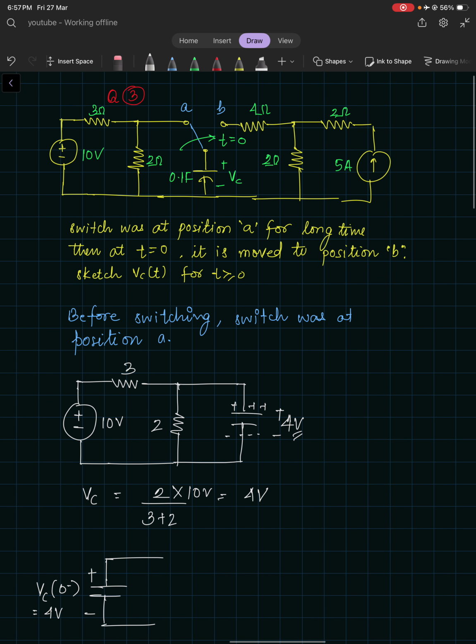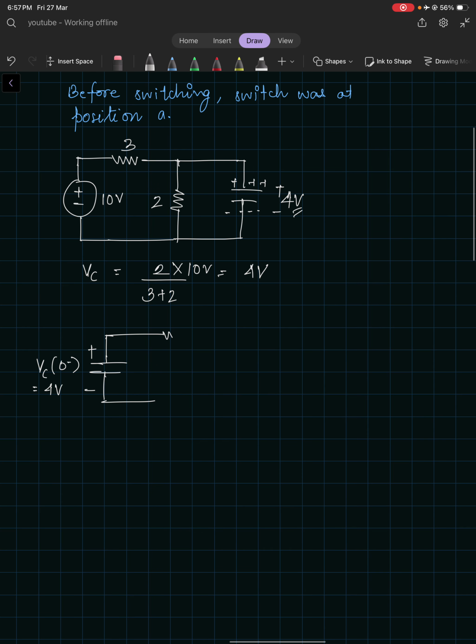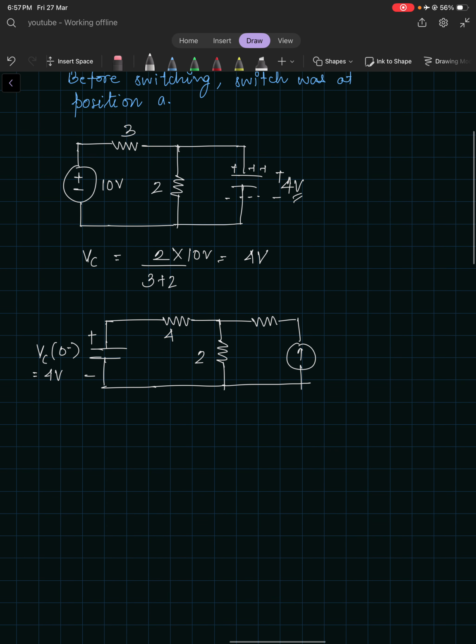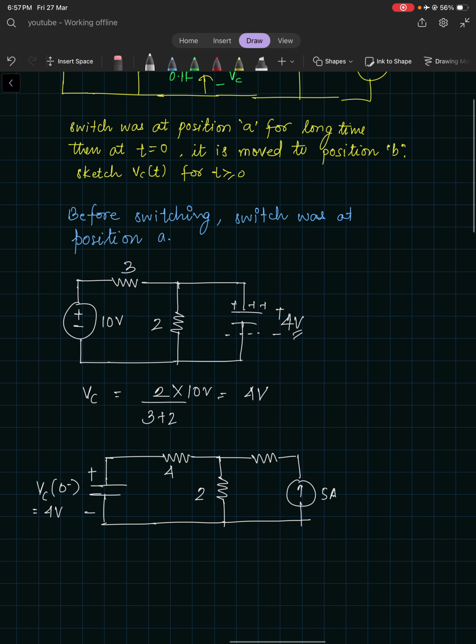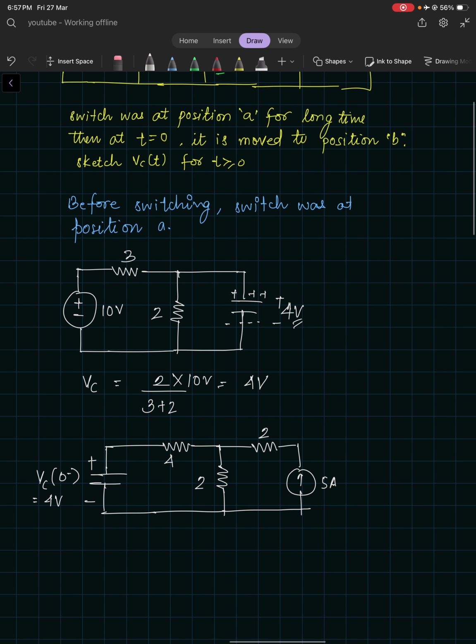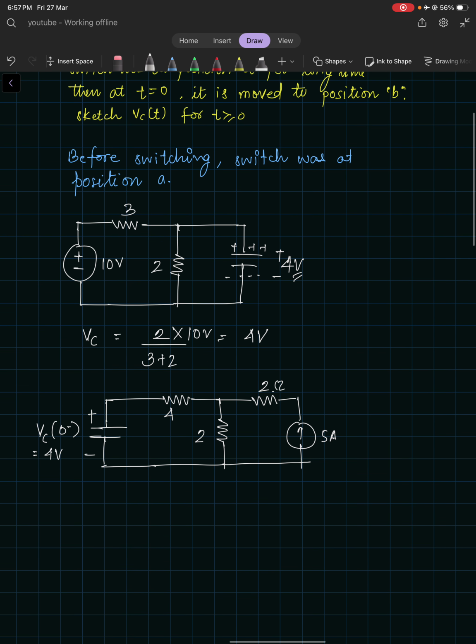And there is 4 ohm, 2 ohm. Okay, this is 4 ohm, this is 2 ohm. Again there is our resistor, this is okay. Here the current source is given. Okay, I think we will learn some new concept here. Actually there is nothing like a concept.